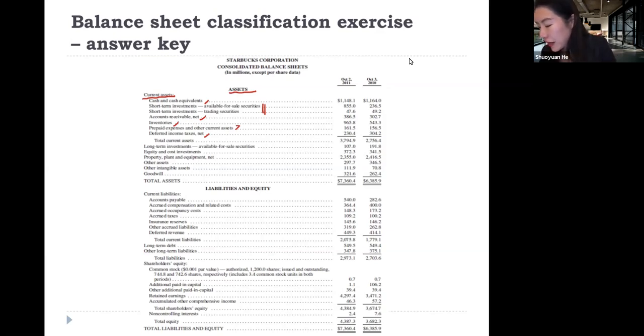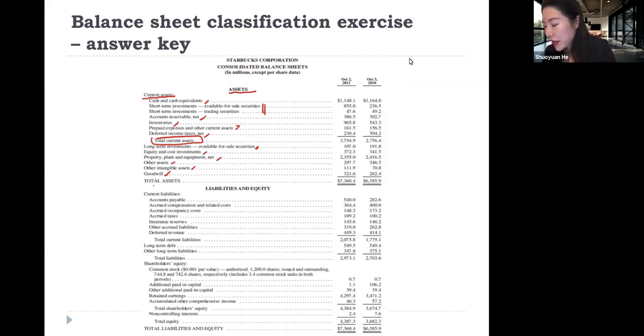And then after we finish the current asset, we go to long-term investment, and available-for-sale security can also be long-term. Equity and cost investment. So that's another kind of investment. PP&E as an asset, intangible asset, and goodwill. What is goodwill? We're going to talk about it when we talk about intangibles.